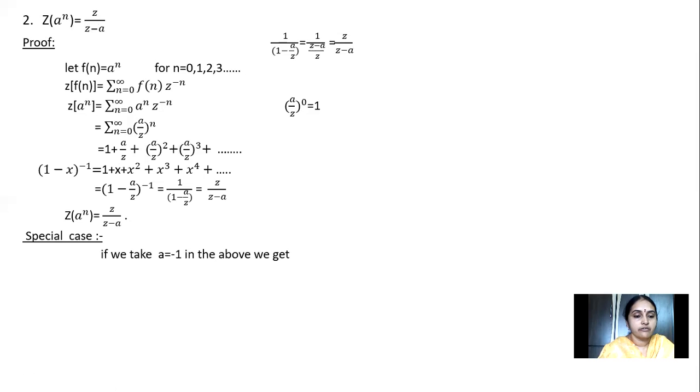Third one, special case. If you take a equal to minus 1, in the above we get z of a power n equal to z by z minus a. So z of minus 1 whole power n: whatever the base is, that you have to write here, so z by z plus 1. Z of minus 1 whole power n equals z by z plus 1.